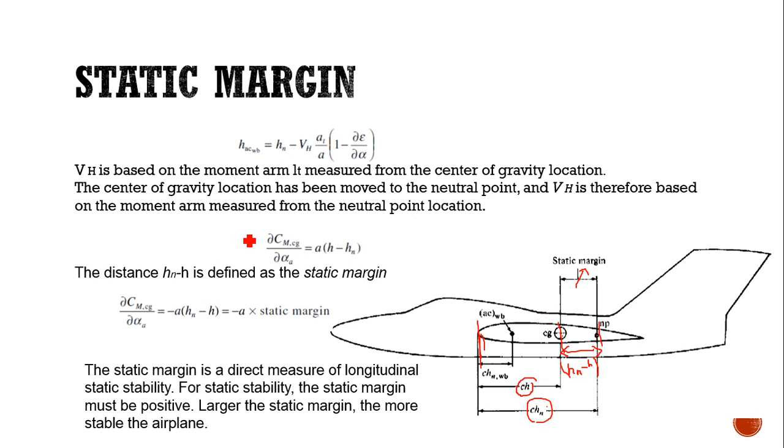So for this equation, ∂CmCG by ∂α equals a into (h minus hn). Here we know hn minus h is called the static margin. Taking the negative sign outside, or interchanging, we get minus a into (hn minus h), that is equal to minus a into the static margin. Note this formula. From this formula, so many problems are asked. So just note this formula.